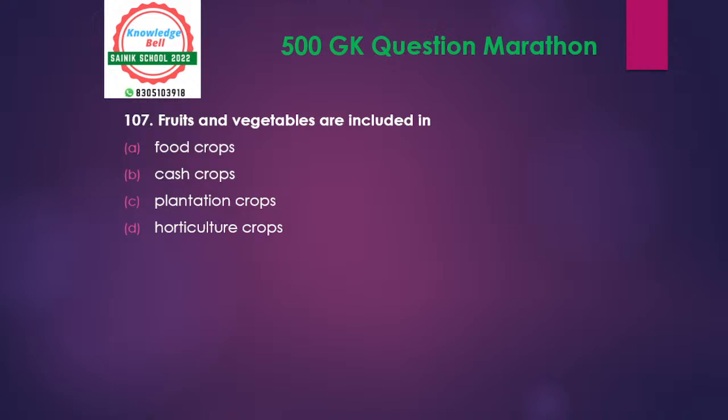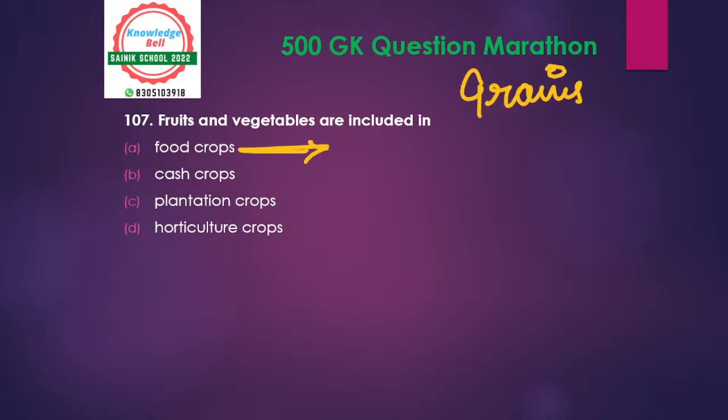Fruits and vegetables are included in food crops, cash crops, plantation crops, or horticulture crops. Which one have we included fruits and vegetables in? Beta, we are talking about fruits and vegetables. We will look carefully. A is not the answer. What are food crops? Food crops are the crops like grains, from which we get our food.